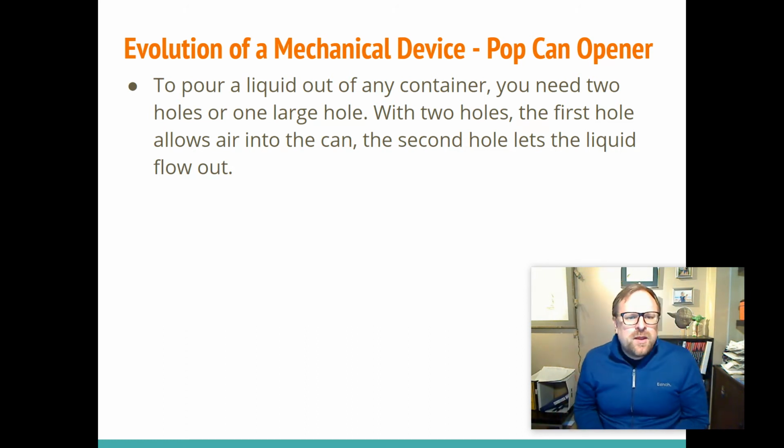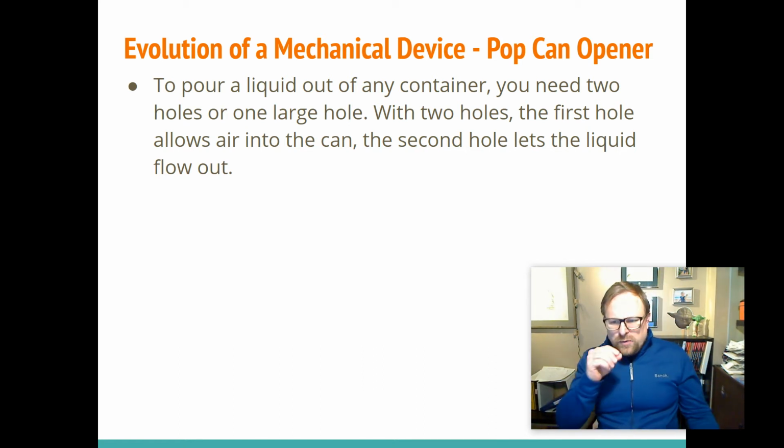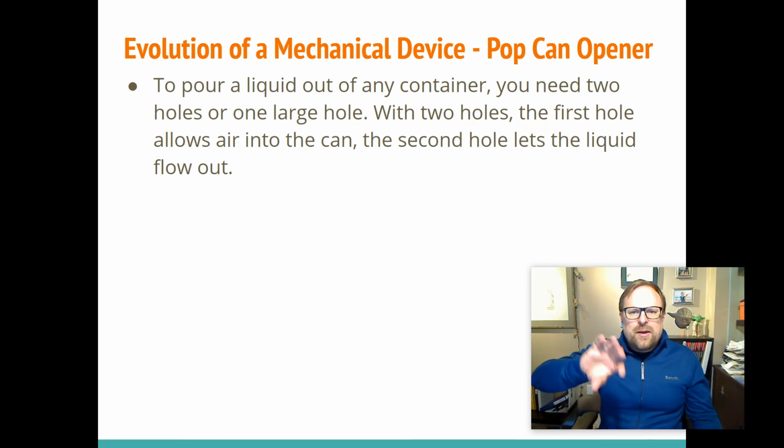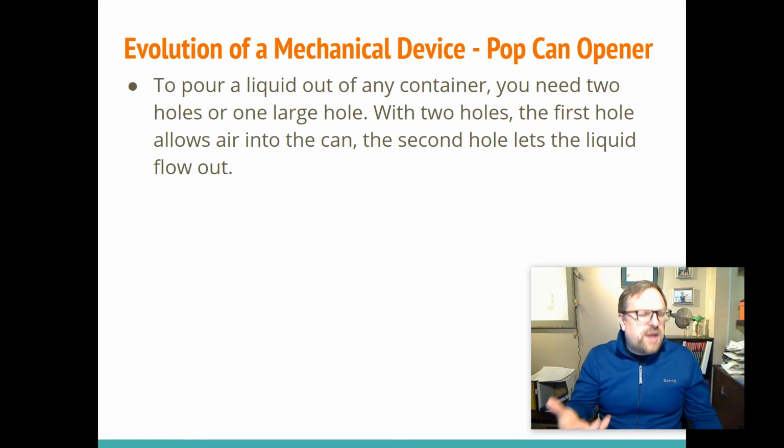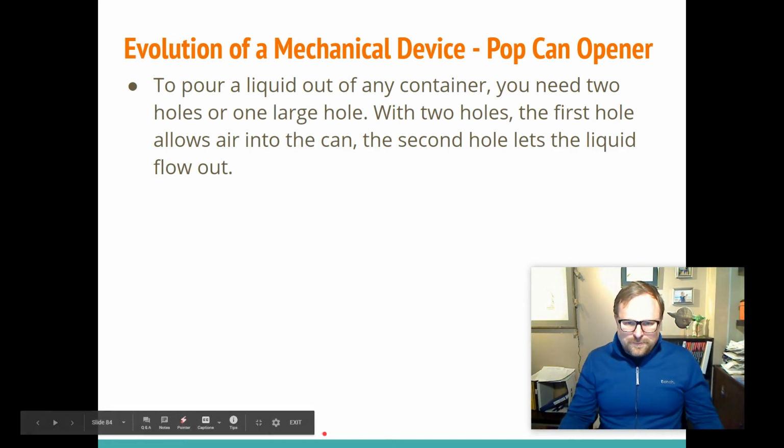Pop can opener, basically the evolution of the device. To pour a liquid out of any container, you need two holes or one large hole. With two holes, the first hole allows air into the can, and the second hole lets liquid flow out. If you only had one really tiny hole, it really doesn't allow anything to get out at any regular rate. It'll come out, it's just going to take a lot of time. So popping a second hole in a can would allow air to come in and the liquid to come out the other one, and then it would come out much more quickly.